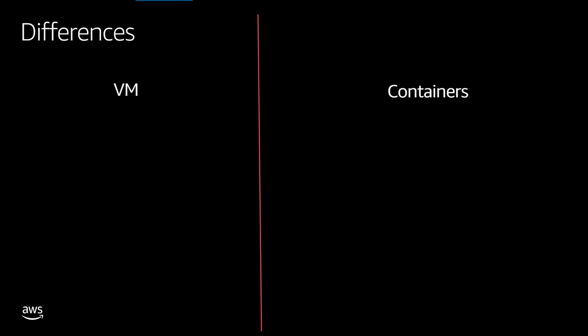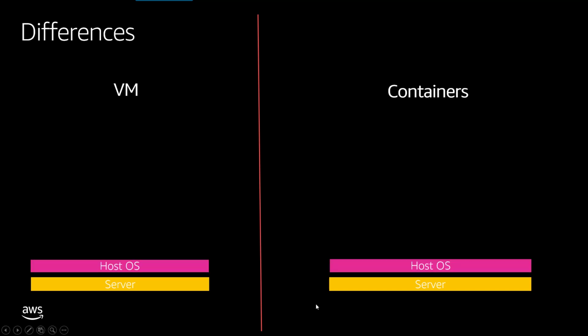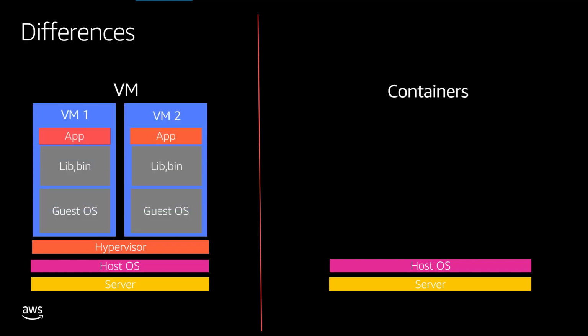So what's the difference between virtual machines and containers? They both need to have a server to run. They both need to have a host operating system. And in the case of virtual machines, you have this thing called a hypervisor. A hypervisor abstracts the underlying hardware, and on top of this hypervisor, you can start virtual machines. So these virtual machines could be, let's say, Windows 2008 servers or Windows 2016 servers, Linux servers, and so on.